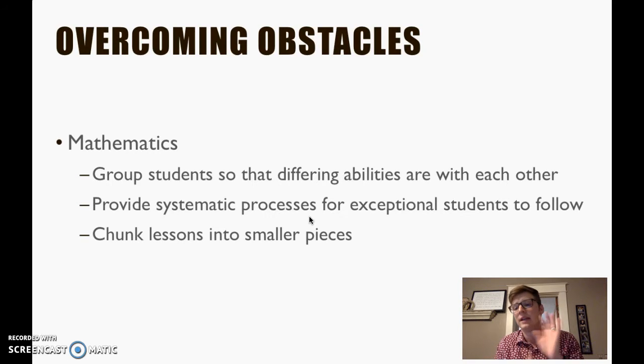Also, chunk lessons into smaller pieces. Enough of this lecturing for 45 minutes, giving them a worksheet and saying, do this. Chunk these lessons into smaller pieces separated by student work. Great way to help these mathematically illiterate students. Great way to help them keep up.